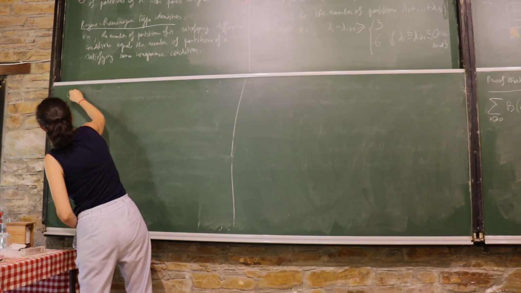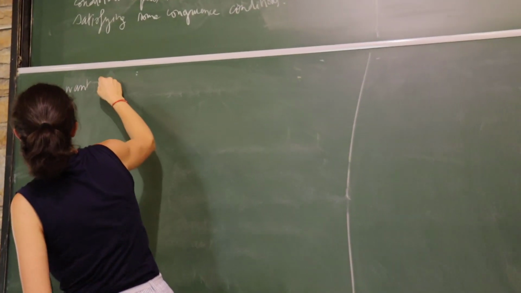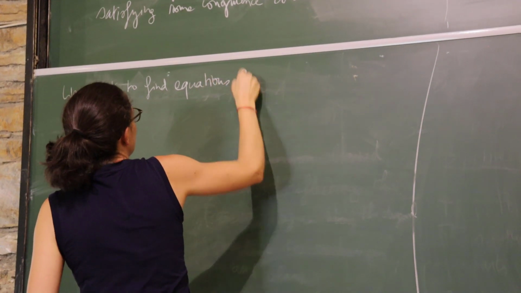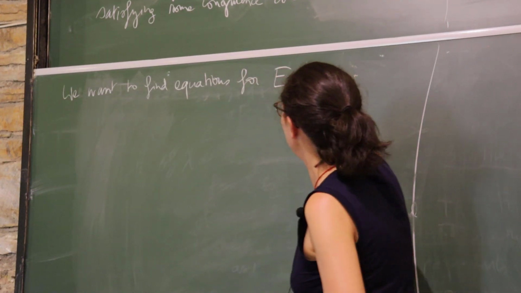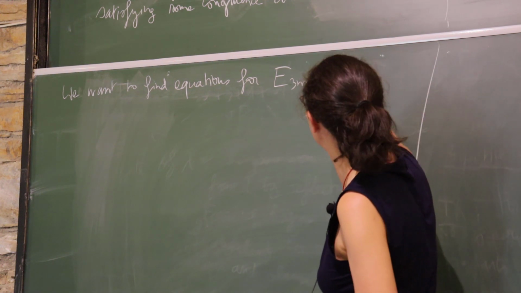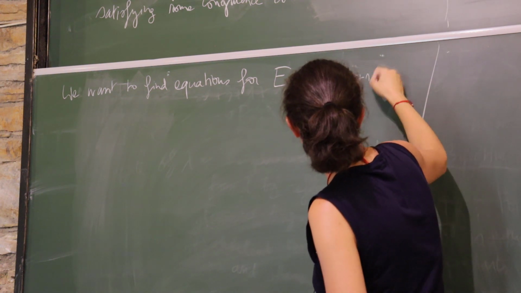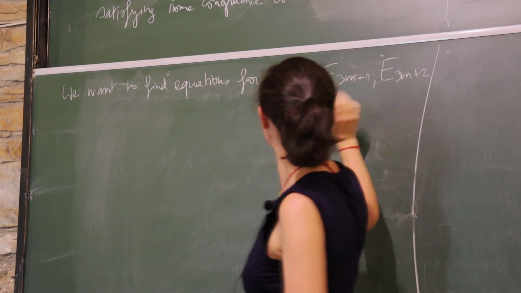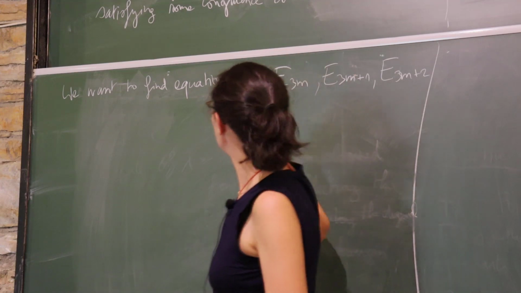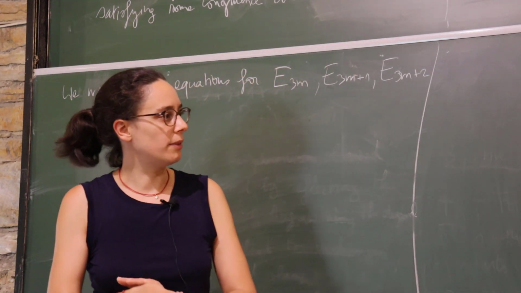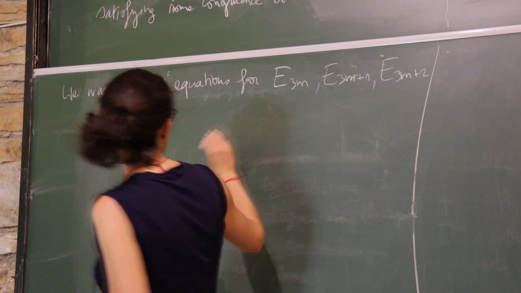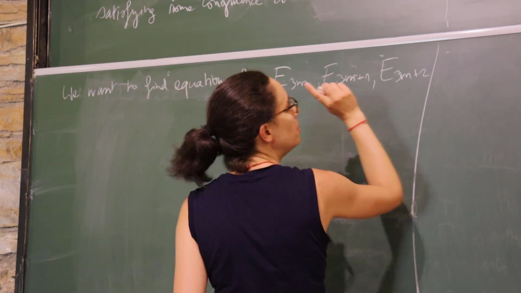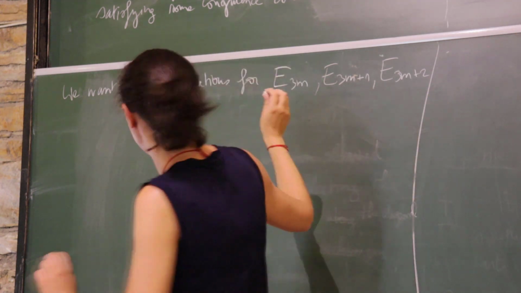So we want to compute, well, not really compute, but we want to find equations for, let's say, E_{3m}, E_{3m+1}, and E_{3m+2}. So all possible values modulo 3. Okay, so we'll do that. Maybe I will start with those two because they don't have any particular conditions, so maybe it's simpler.